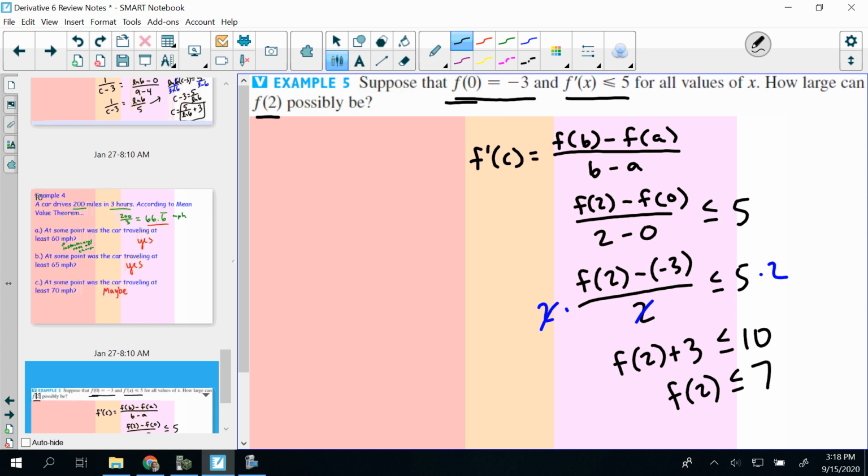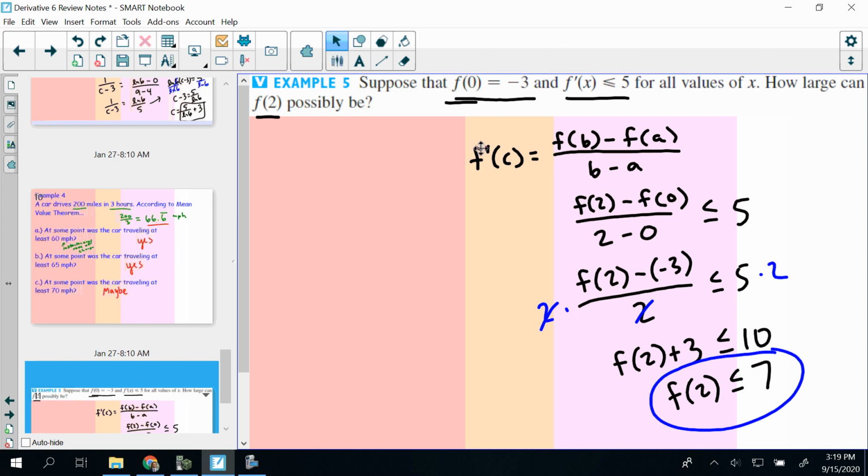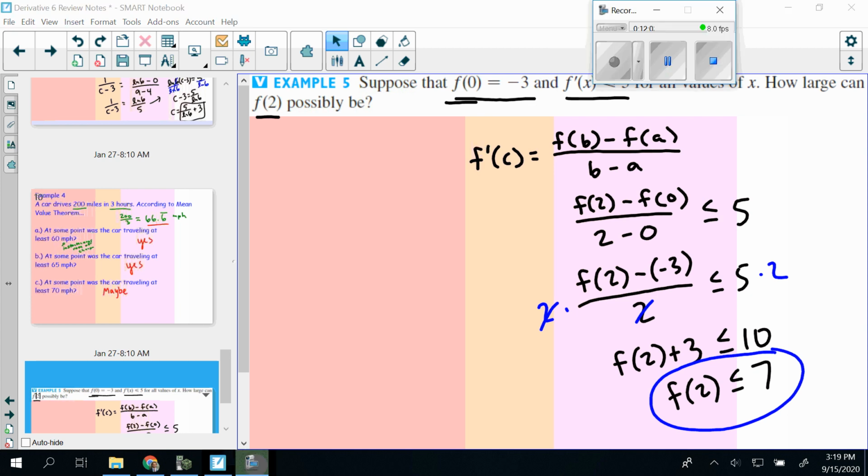So how large can f of 2 possibly be? It looks like the largest it can end up being is 7. 7 would be the biggest possible value for f of 2. It has to be something less than that for that slope to end up being less than or equal to 5. So that's kind of another twist on the mean value theorem that has shown up in problems that look like that before.